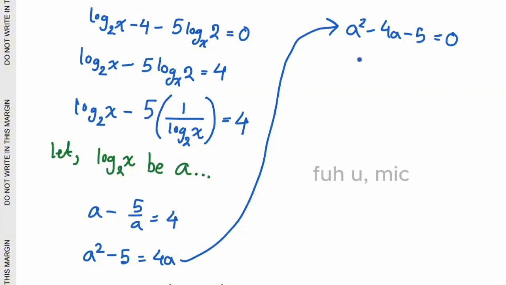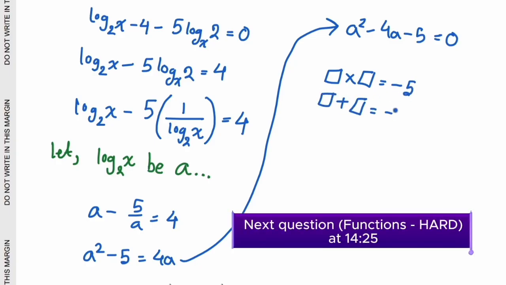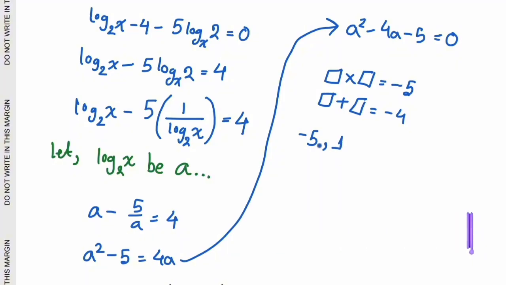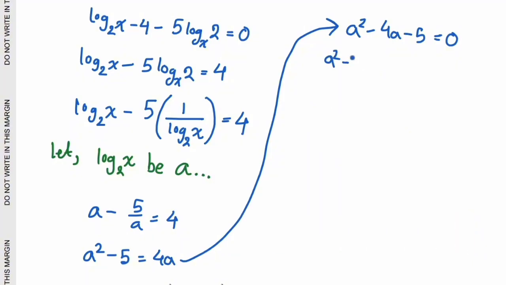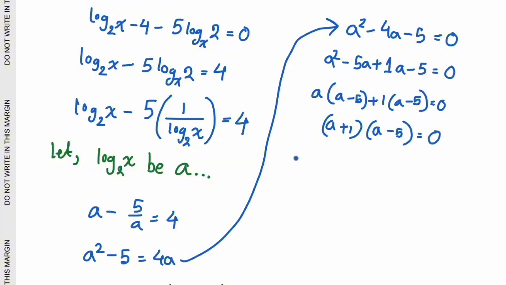Now we're going to do some quick factorization. We have to think of two numbers that multiply into minus 5 and which add into minus 4. Exactly, it is minus 5 and 1. So a squared minus 5a plus 1a minus 5 equals 0. Then we factorize. So what did we get? a minus 5 is equal to 0, or a is equal to 5.